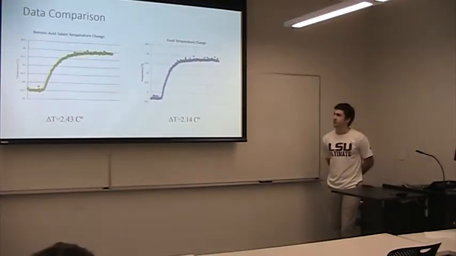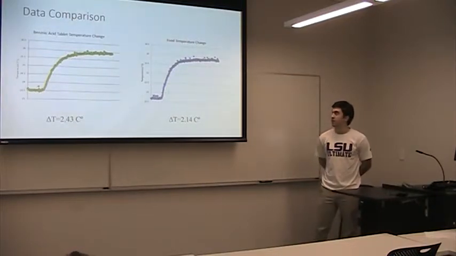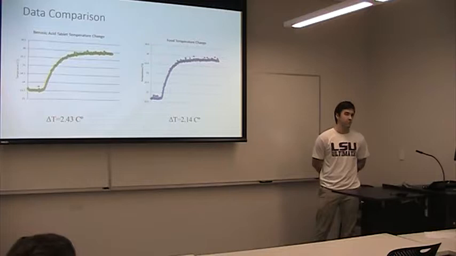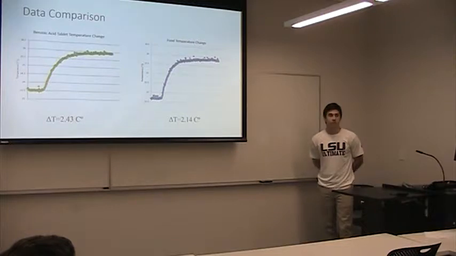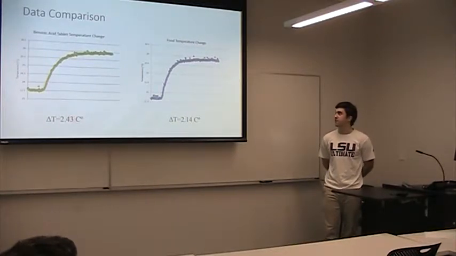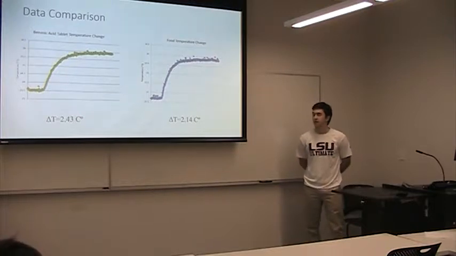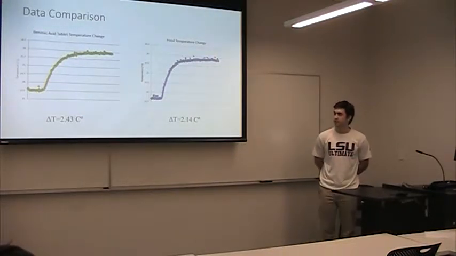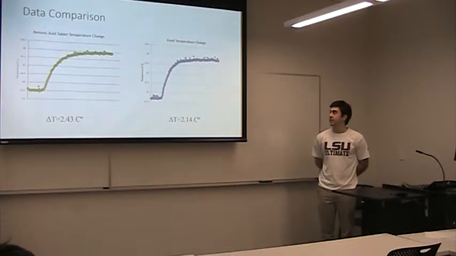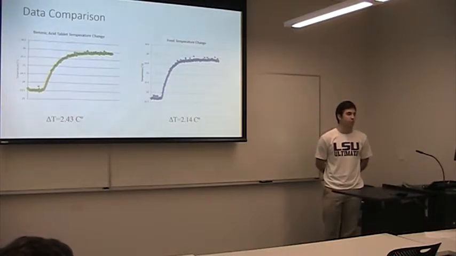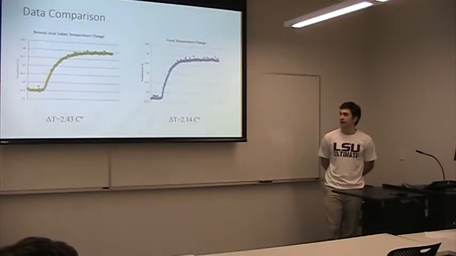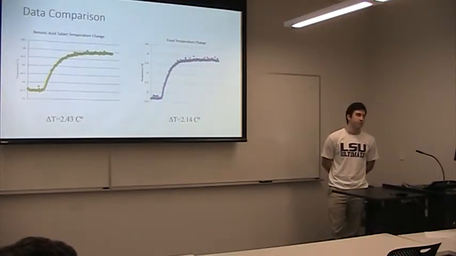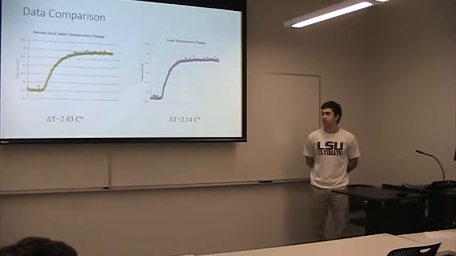As you can see, on the left is the benzoic acid tablet temperature change, and on the right is the food temperature change. As you can see, they follow a similar trend. The change in temperature for the benzoic acid tablet was 2.43 degrees Celsius, whereas for the food, it was 2.14 degrees Celsius. The low temperature is the temperature of ignition for the tablet and the food. So for the tablet, it was around 23.5 degrees Celsius, whereas for the food, it was around 21.75. And the high temperature for the benzoic acid, when it reached equilibrium, was around 26 degrees, and it was around 24 for the food sample.